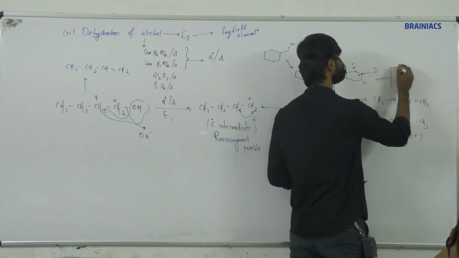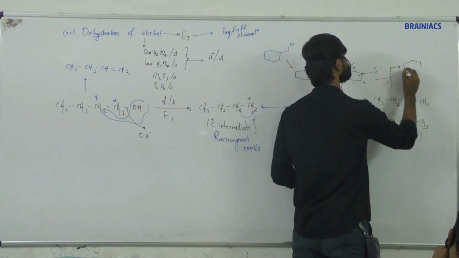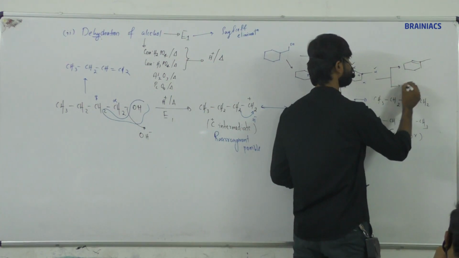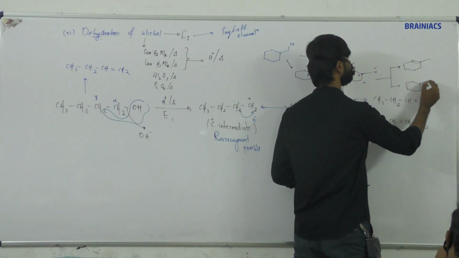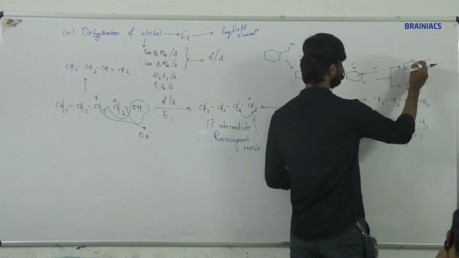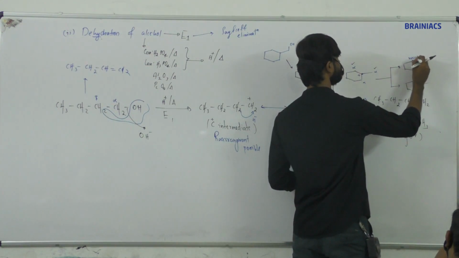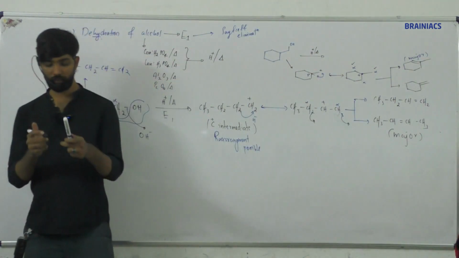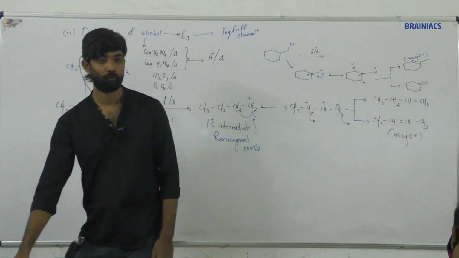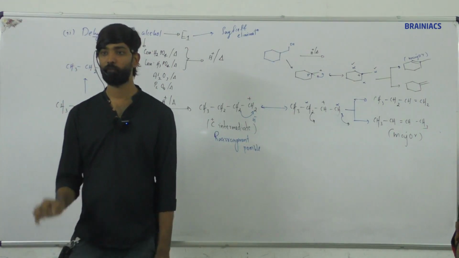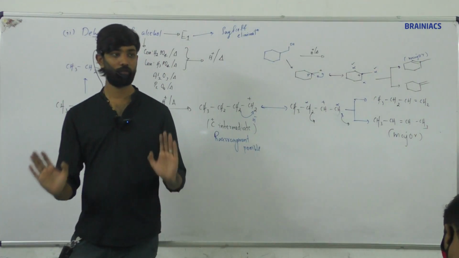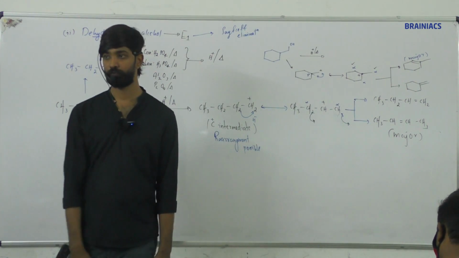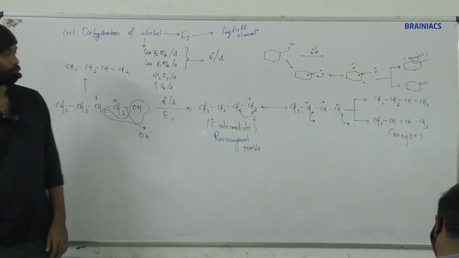So the chances, one will be right? And according to Saytzeff's rule, this will be the major. Is it okay? So the dehydration should be through the E1 mechanism. For E1, you have to know how to rearrange a carbocation. That's why the previous section was rearrangement. Okay. Fine.